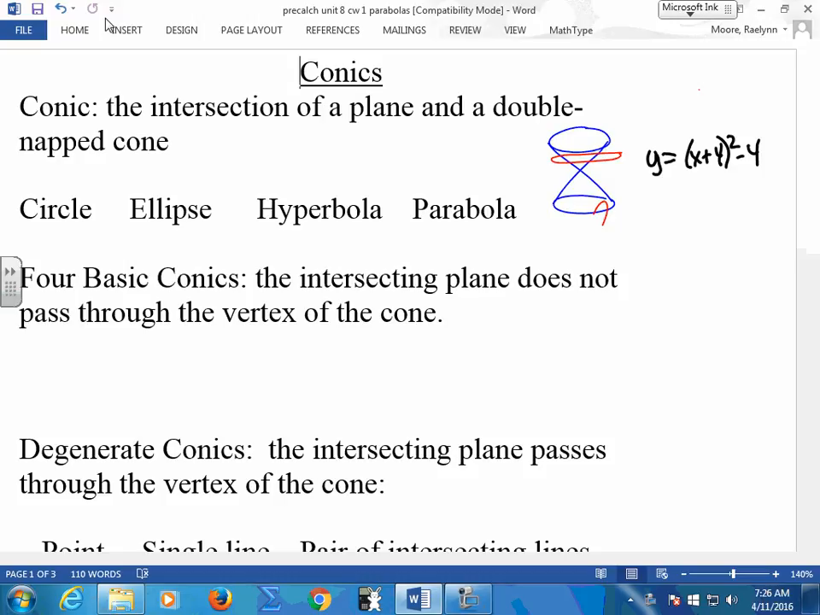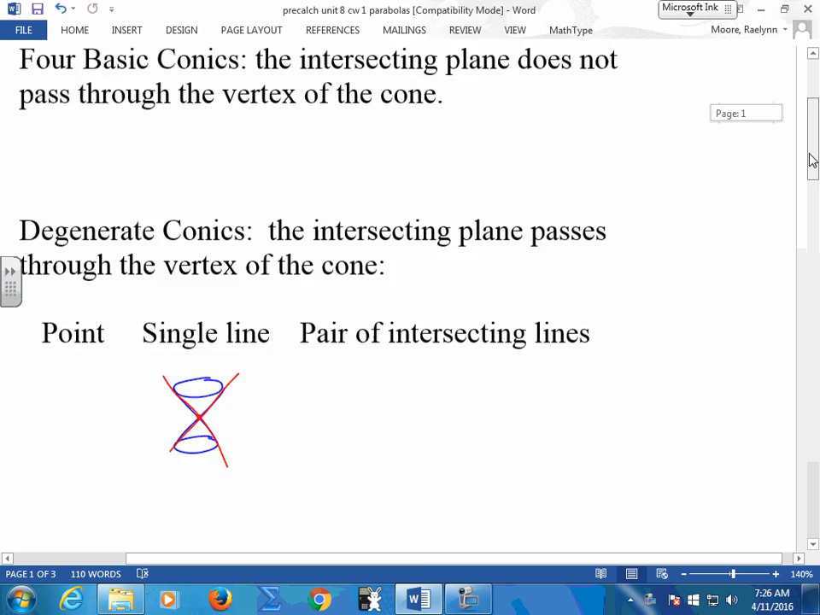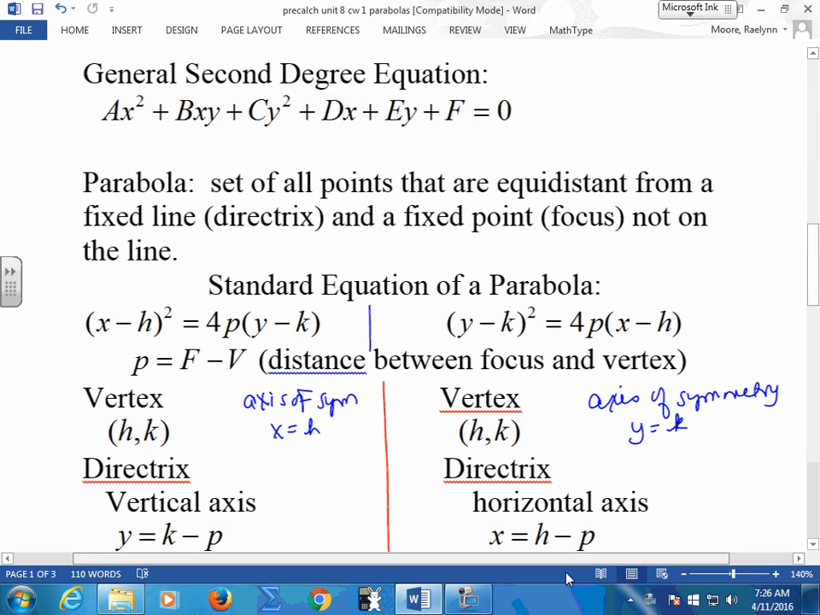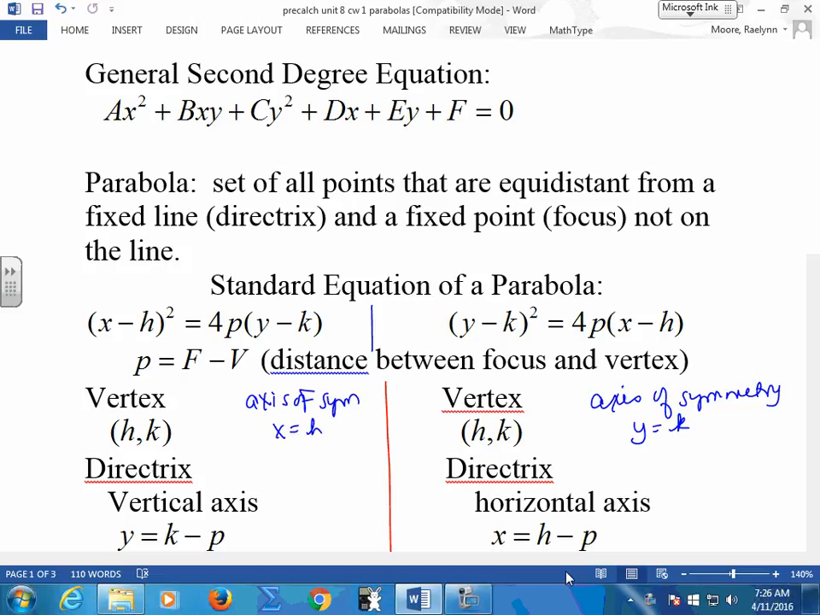So now, let's see where we're at with this. This is the format that we're going to be using for all of these equations. And for each one, we're going to put it in its special standard equation. This is your general format.